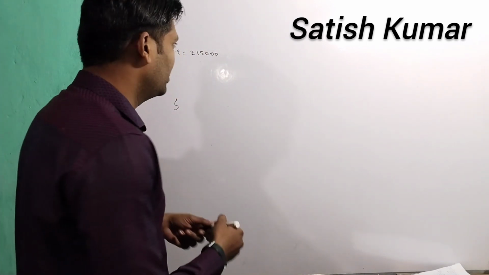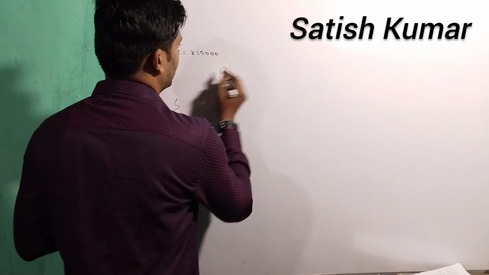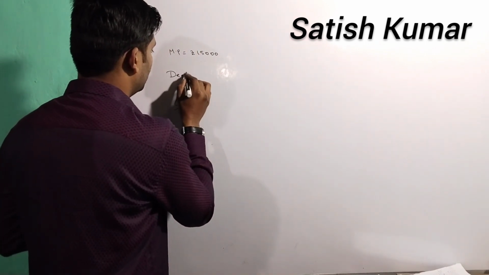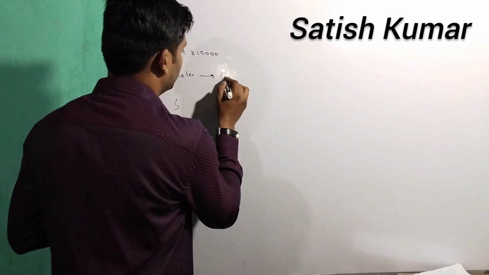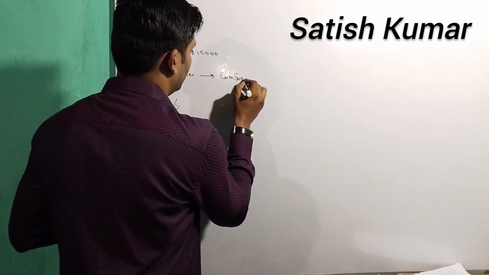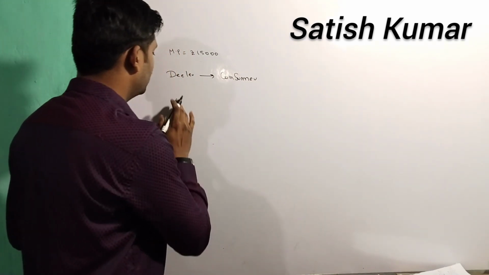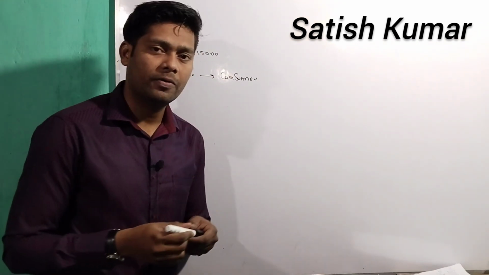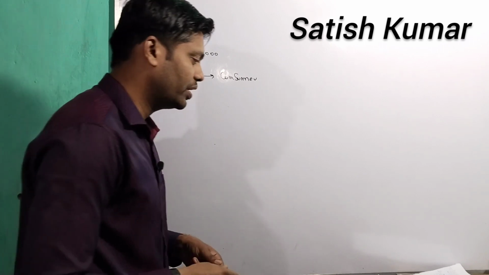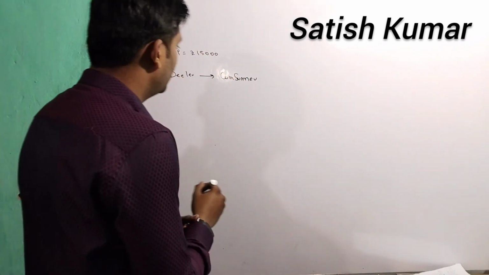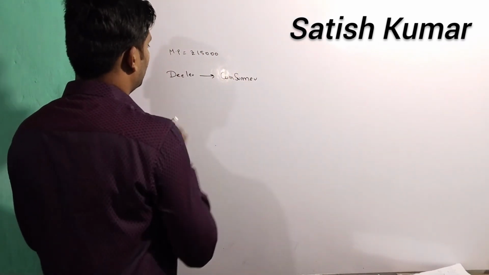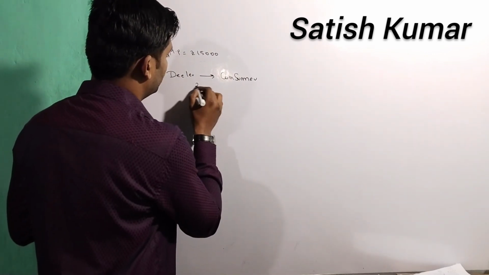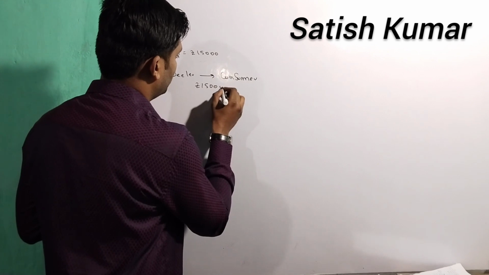So let me draw a small format. It is easy for us when we are doing the sum. So dealer is selling to a consumer. By doing this, it will be very simple for us. In each and every question we will use this format, or you can say diagram, so as to make it easy. So he is selling to a consumer at a cost of rupees 15,000. Rupees 15,000 is the cost.